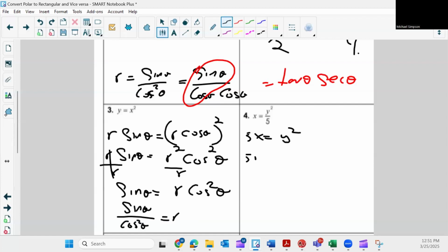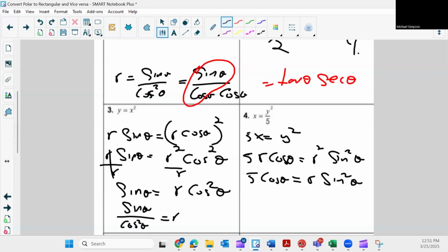So 5r cosine theta is equal to r squared sine squared theta. It's r squared, so you have to square the r. Okay, what's your next step? Divide by r on both sides, right? So that gives me 5 cosine theta is equal to r sine squared theta.